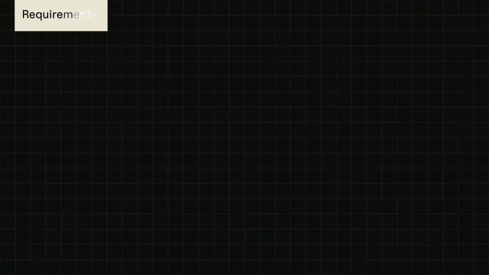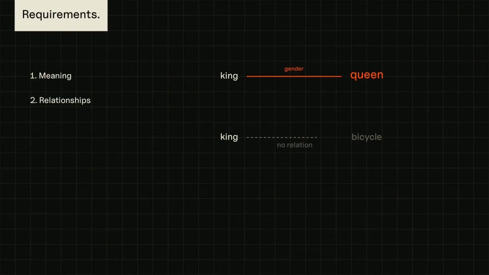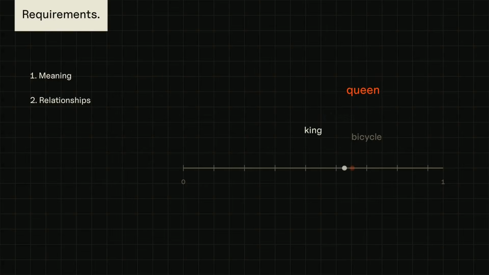Think about what we need it to do. It has to hold some notion of what a word means and express relationships between words. Like, a king and queen are related in a way that king and bicycle aren't. A single number can't do that. A number is a point on a line, and a line doesn't give us room for that kind of structure. But a vector might.